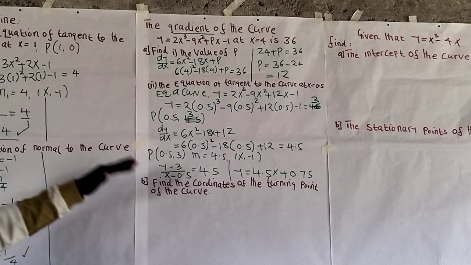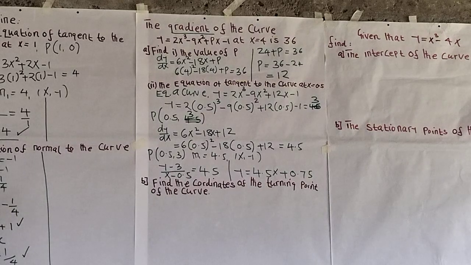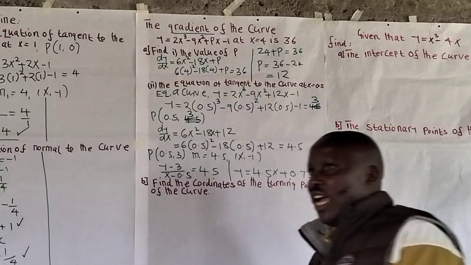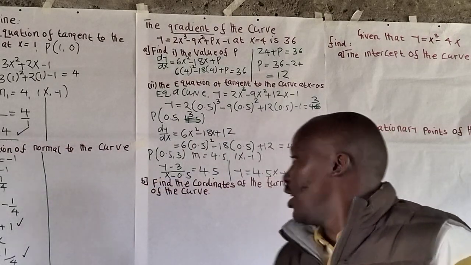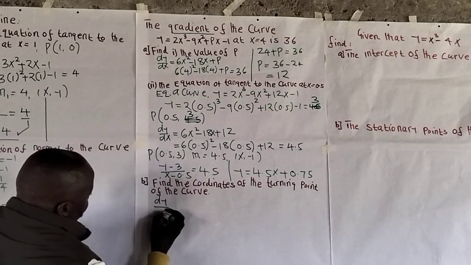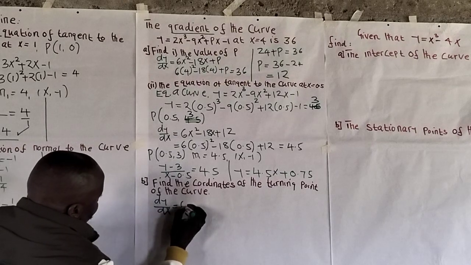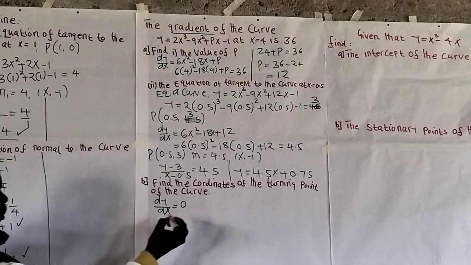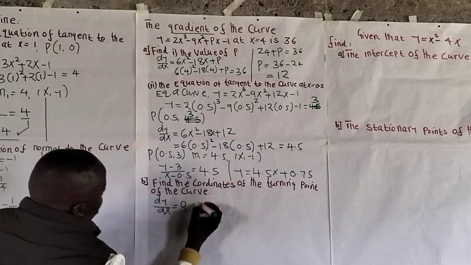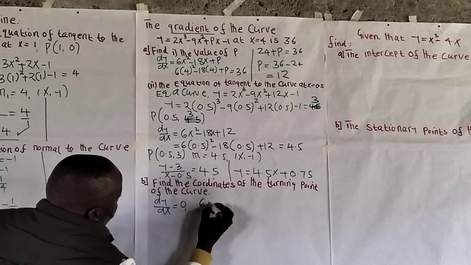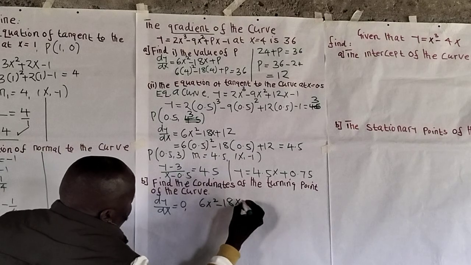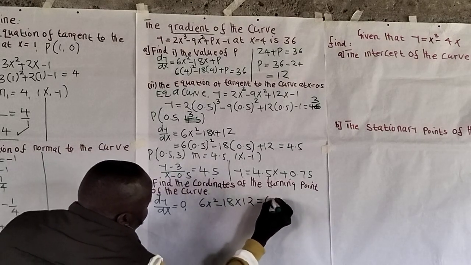Then for part 3, we are supposed to find the coordinates of the turning point of the curve. Understand here that the gradient function is equivalent to 0. So here we say that the gradient function dy/dx is equivalent to 0. What is our dy/dx? We have 6x squared minus 18x plus 12, and this one is equal to 0.